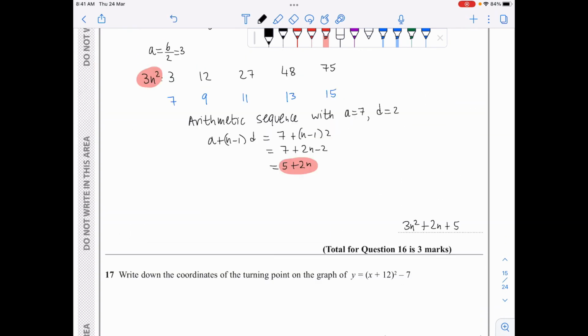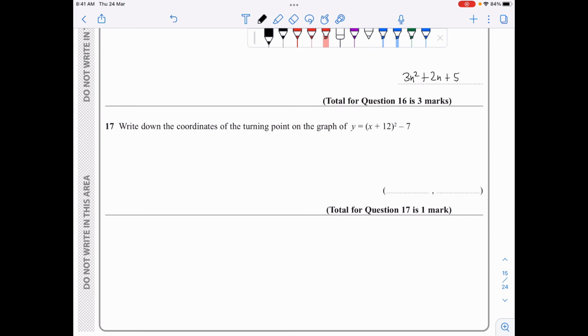17, write down the coordinates of the turning point on the graph. The fact that the prompt is to write down, not to calculate or determine, means that it has to be something obvious. Don't go about expanding. They gave us the expression for y in this form to help us.